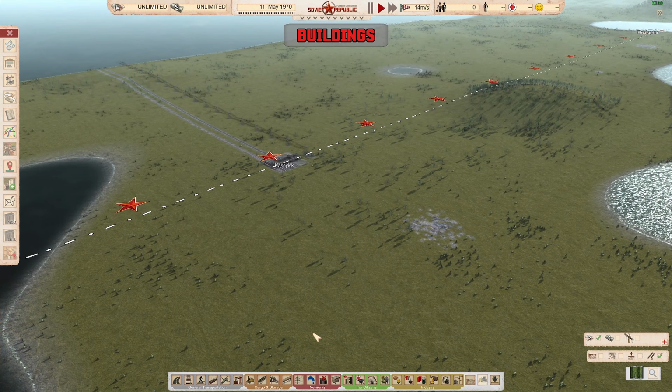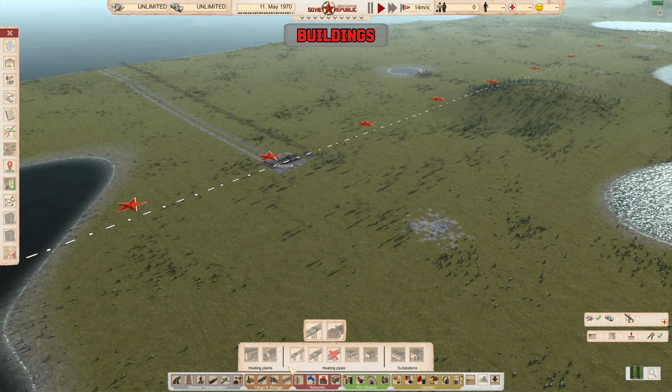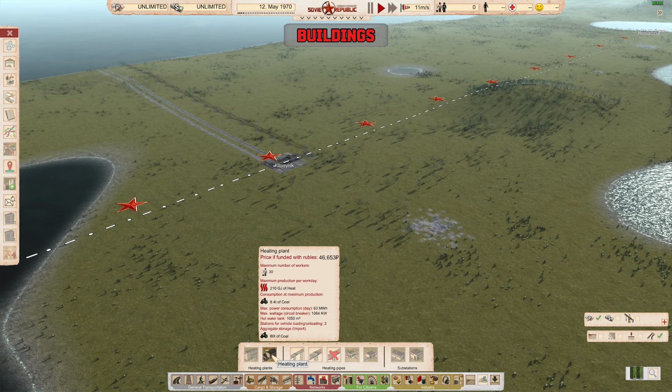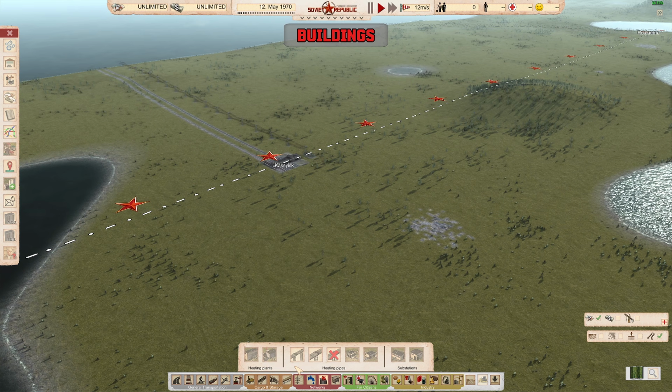In order to access everything related to heating, you need to go to Networks and then the Heating tab. Over here, you're gonna see everything split by three categories: heating plants, heating pipes, and substations. In regards to heating plants, there are two of them, a small heating plant and a big heating plant. Then you have the heating pipes. They are also split into two categories, small heating pipes and big heating pipes.